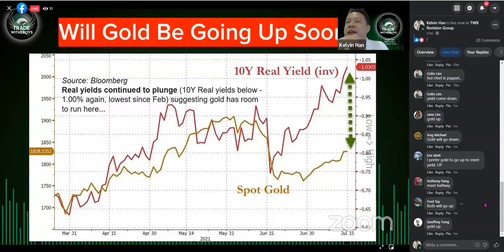Geoffrey says gold to go up. Now, in my perspective, I believe that this is going to happen, my view. Okay, all right. Thank you for contributing.